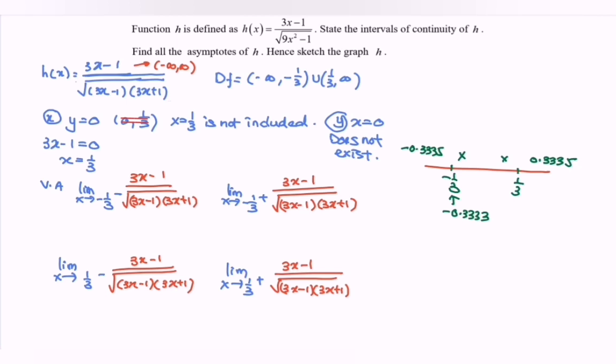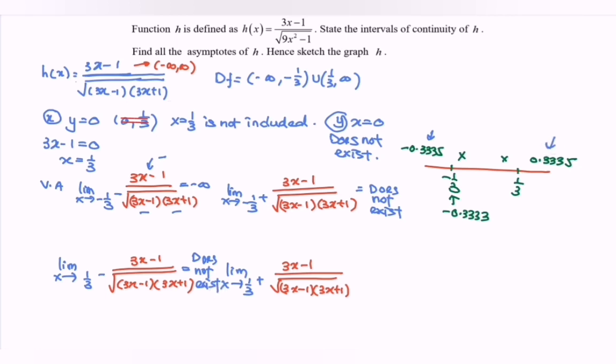So if we substitute the situation for this part, then we will have a negative value. So for this part, we have a negative value. Then here we will have a negative value as well. So from this case, we have negative infinity. As x approaching negative 1 over 3 from the right, does not exist. Same goes to this part, does not exist.